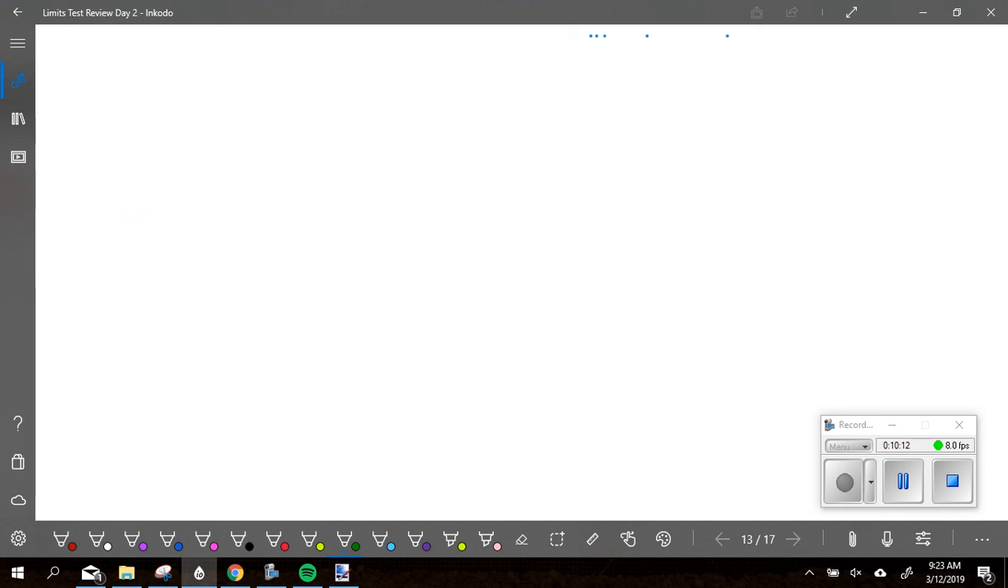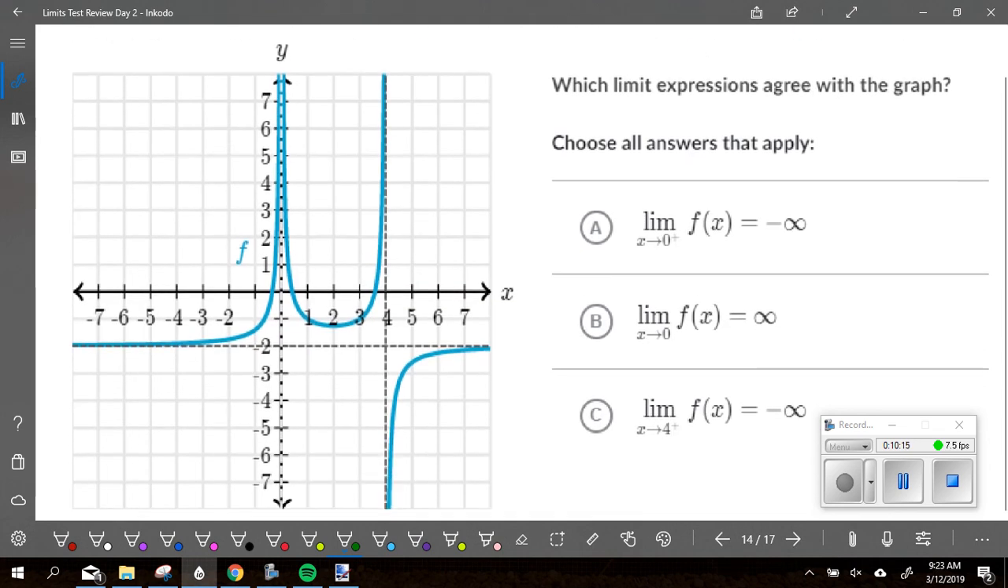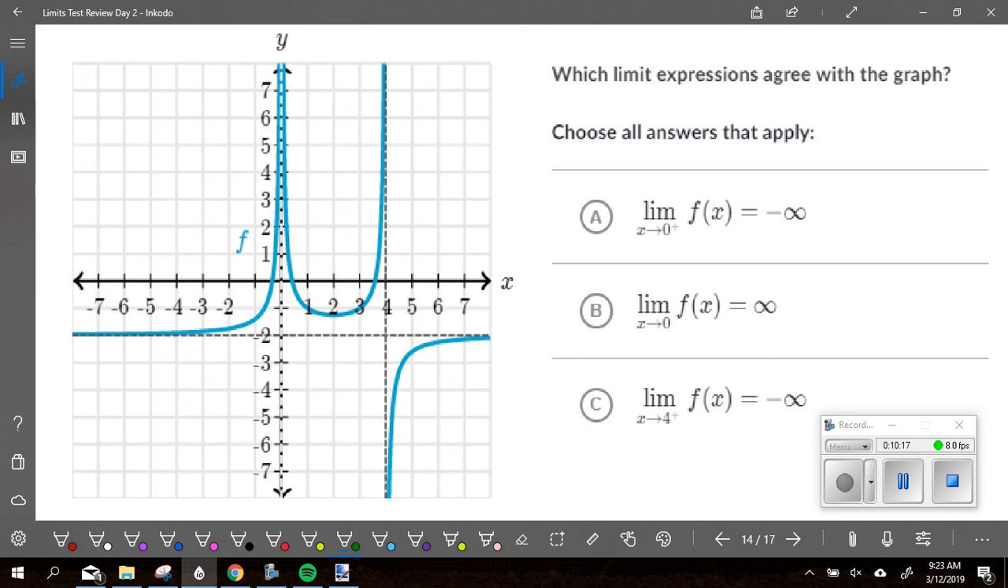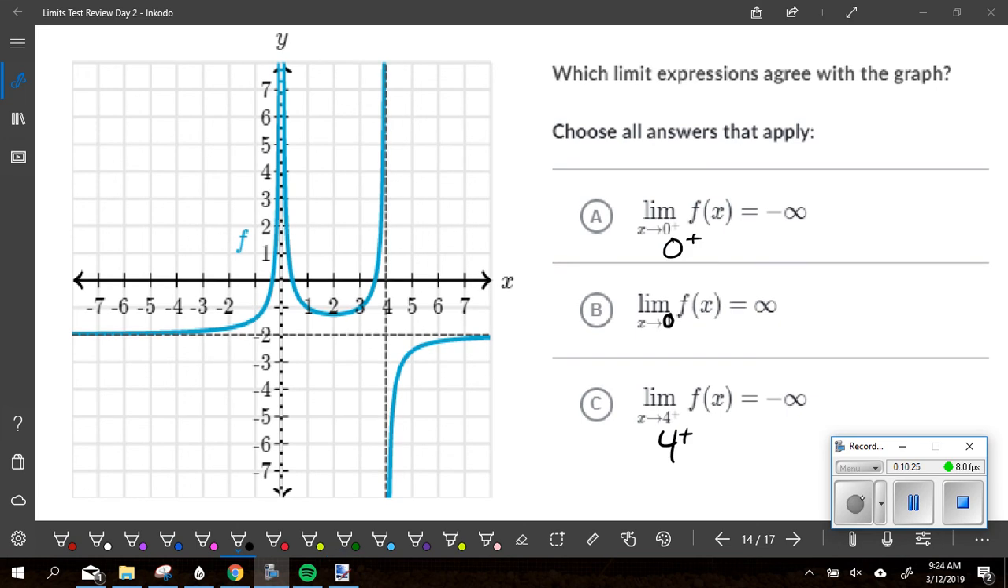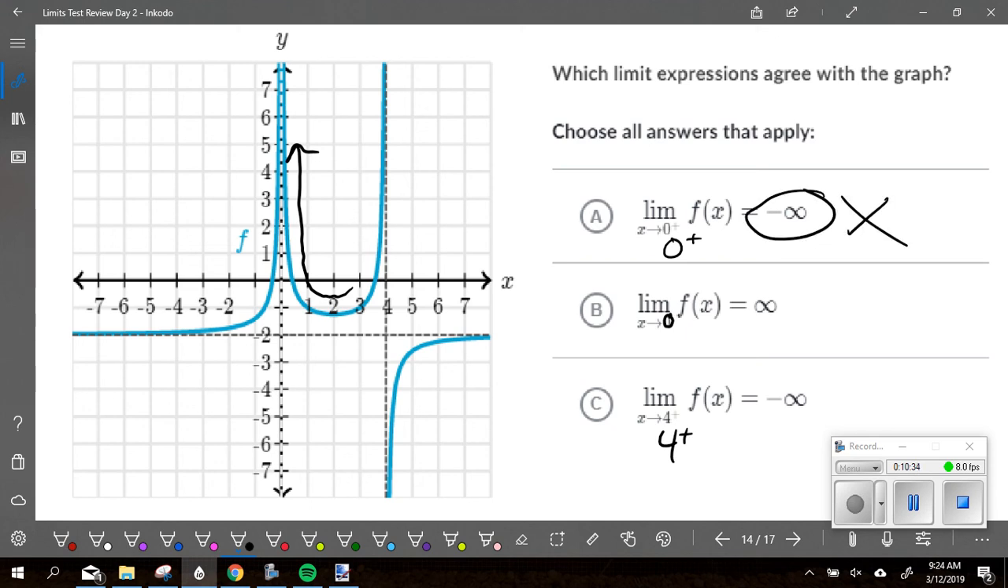Next one. Which limit expression agrees with the graph? So I'm giving you 3 choices there. You can choose all answers that apply. Here we go. Limit as x approaches 0 from the right. As I approach 0 from the right, what am I getting closer and closer to? Positive infinity. It says negative infinity, so it's not A.